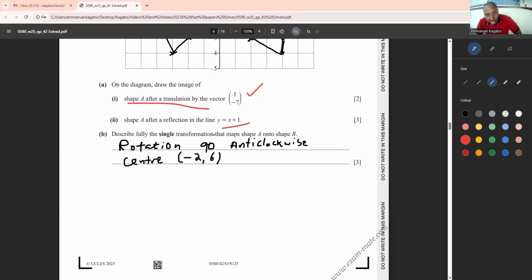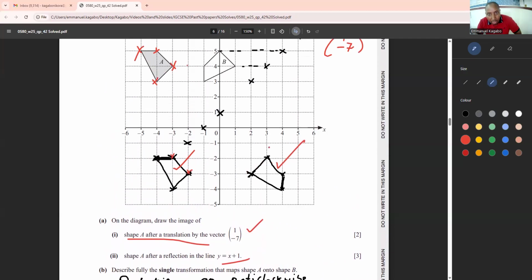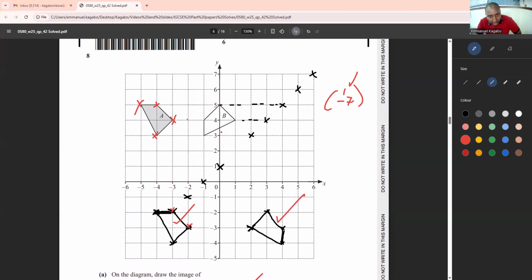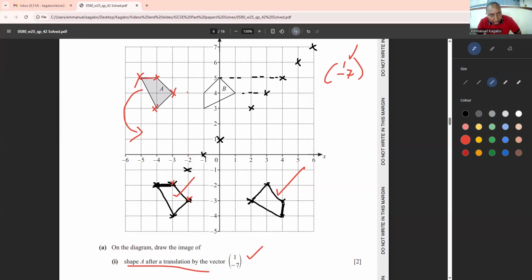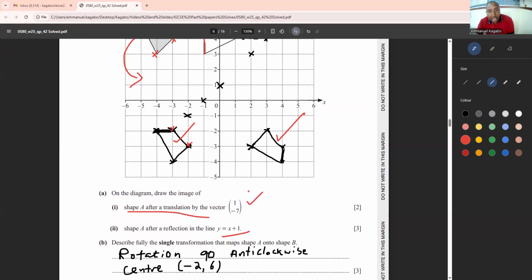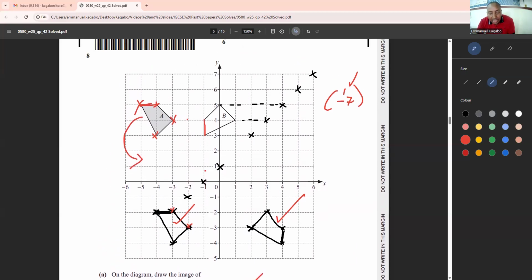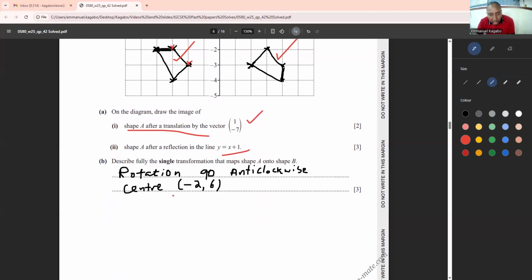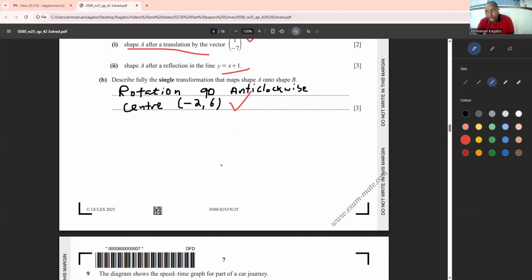Describe fully the single transformation that maps shape A onto shape B. Shape A onto B, A onto B. So if you can see, we are moving this. You see, it moved like that. Did you see that? Because you had your shape here, and this part is here. I'm just taking one example. So it moved 90 degrees anti-clockwise. Okay, rotation 90 degrees anti-clockwise. And then you use your tracing paper to find the center of rotation. So when I did it, I got that one. So it's rotation 90 degrees anti-clockwise, center that.